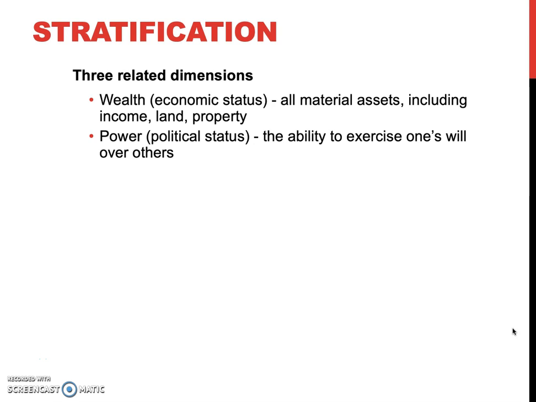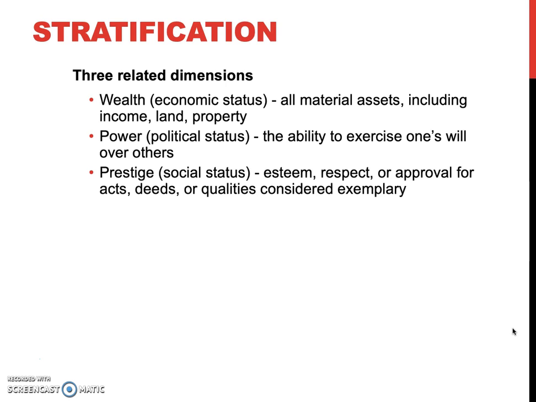power, or your political status, which he defined as the ability to exercise your will over others. So that can be officially in the realm of politics or more unofficially in the realm of everyday life. And then prestige or social status, which he defined as esteem, respect, approval for your acts, deeds, qualities considered exemplary, aspects of your social persona that caused other people to look upon you favorably.